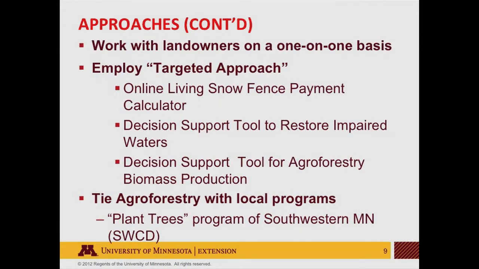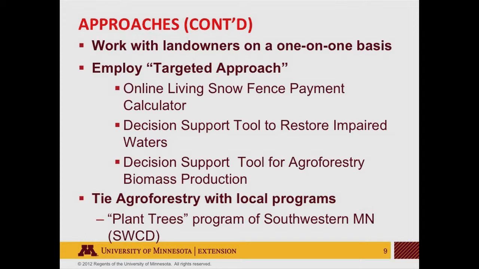I also found that working with a landowner on a one-on-one basis is effective. As an expert, once you establish rapport and trust with the farmer, then you would be able to deliver information easily to that landowner.